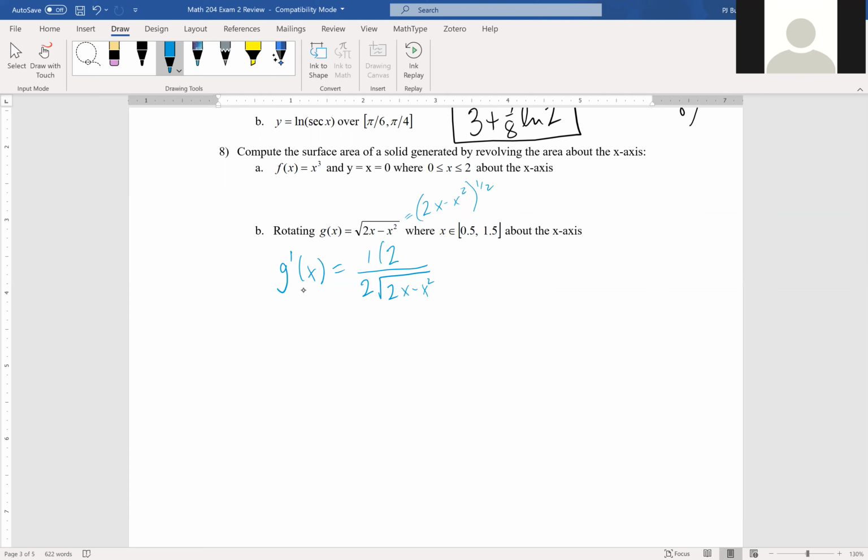That's correct. So that would be 2 minus 2x. There you go. Right? Mhm. And then everything here is divisible by 2, so they just become 1s. Everybody good with that? Mm-hmm.